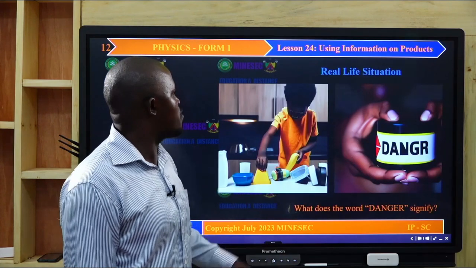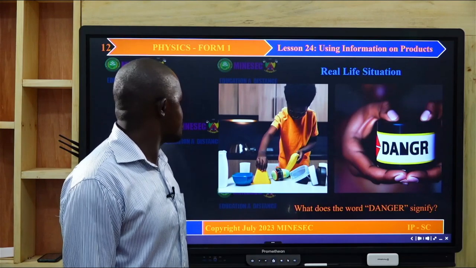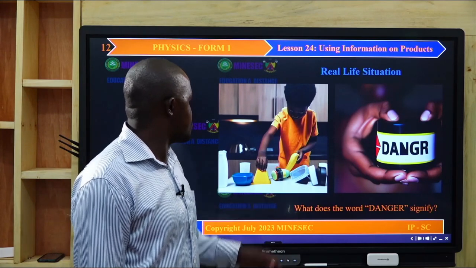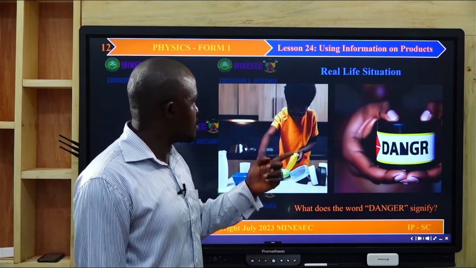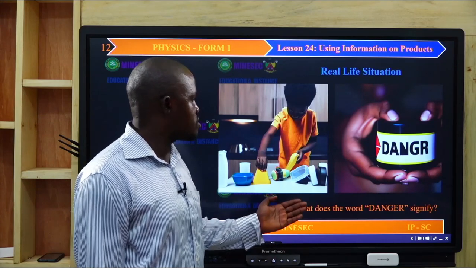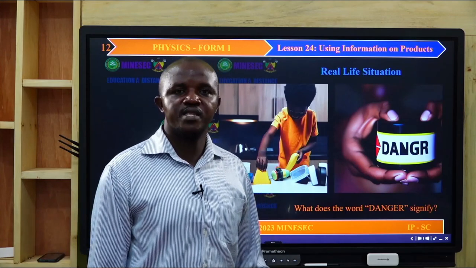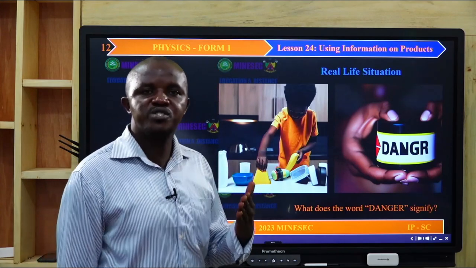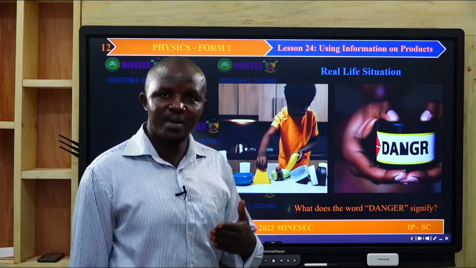So here for the real life situation, we have Smongwa playing with some things from the kitchen, and when he picked up one of these things, he noticed that it's written on it, danger. And the question is, what does the word danger signify? So by the time that we go to the end of this learning session, you must have acquired information in such a way that you'll be able to provide the response to this in an informed manner.